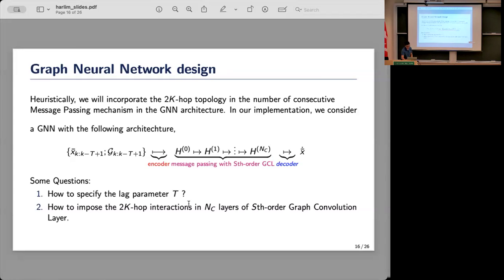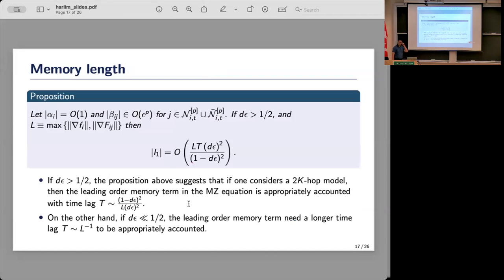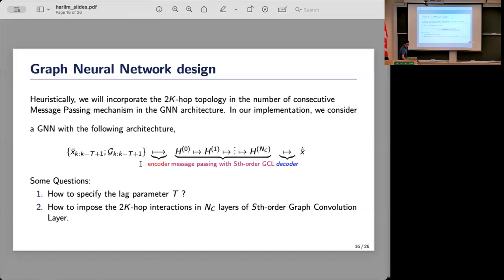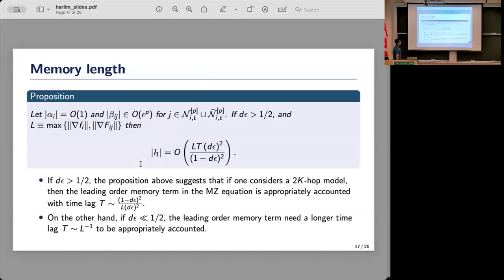So I'm going to explain. Okay, now the first one, for the memory length. By brutal calculations, right? So let me remind you what I1 is. I1 is actually just the leading order of this non-Markovian term. So we can compute this basically, just a simple calculation.